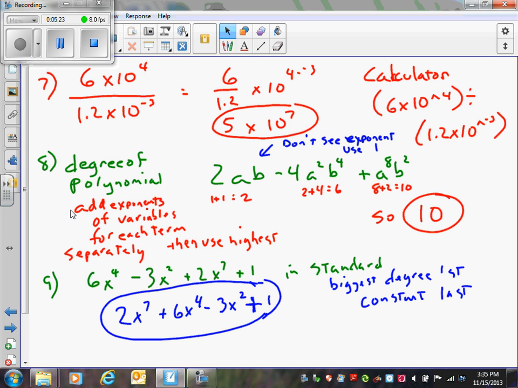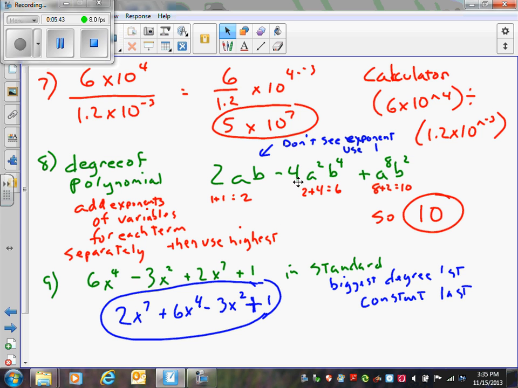Number 8, you have the degree of a polynomial. To do that, you've got to remember you add the exponents of the variables, just the variables, for each term separately, and then you use whichever one is highest. So if I have the expression 2ab, well, I don't see an exponent, so I use a 1 for the a and a 1 for the b. 1 plus 1 is 2.